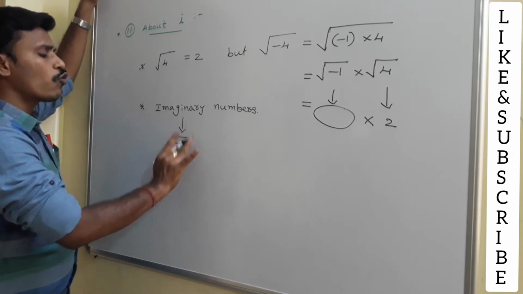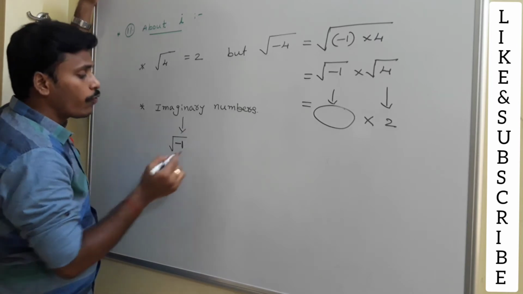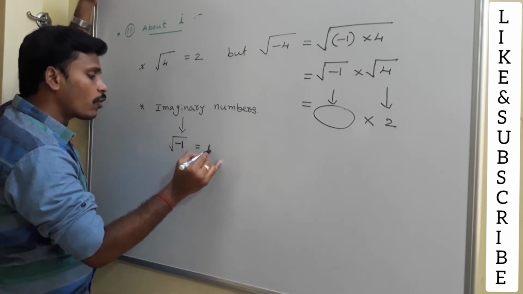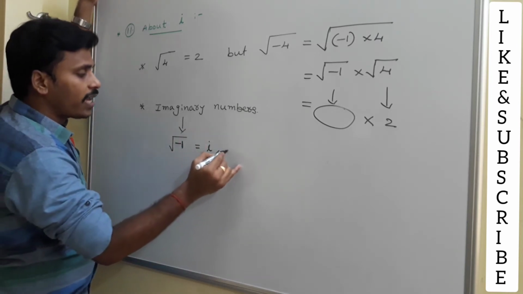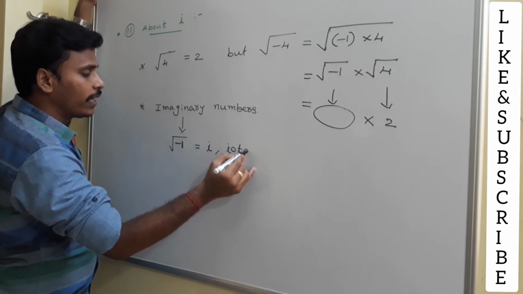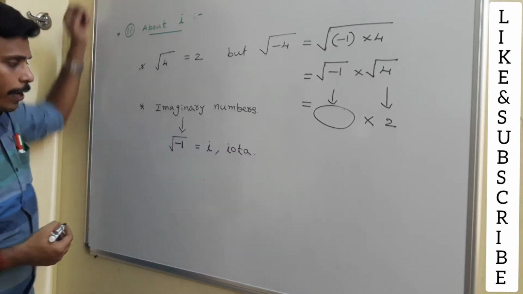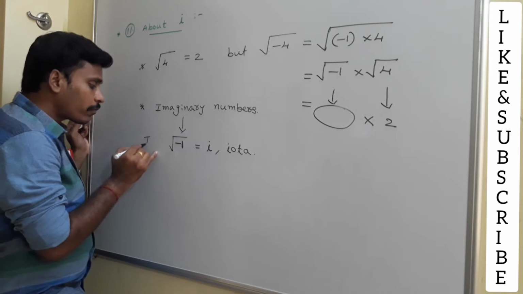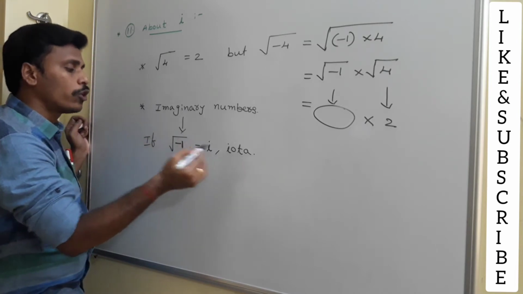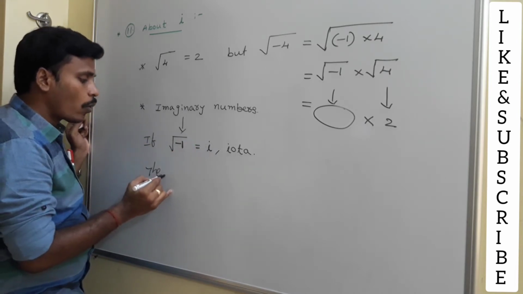We don't know the value of root of minus 1. If there is a value for root of minus 1, we just call that value i. And this i is read as iota. It's a Greek letter actually, right? Greek alphabet, okay?